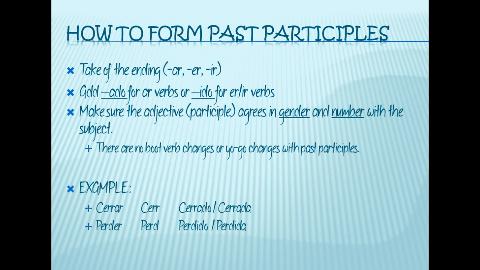So an example, if we had the verb cerrar, we take off our ending, we're left with cerr. This is an AR verb, so we add -ado: cerrado, or it could be cerrada if what we were talking about was feminine. Another example, the verb perder, take off our ER ending. Since it's an ER verb, we add our -ido, so our past participle is perdido or perdida.